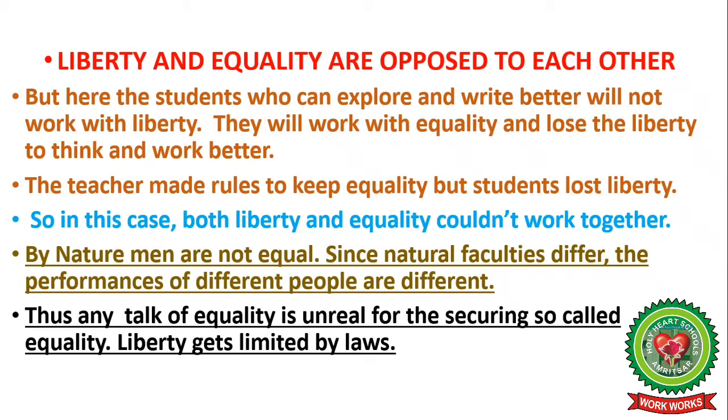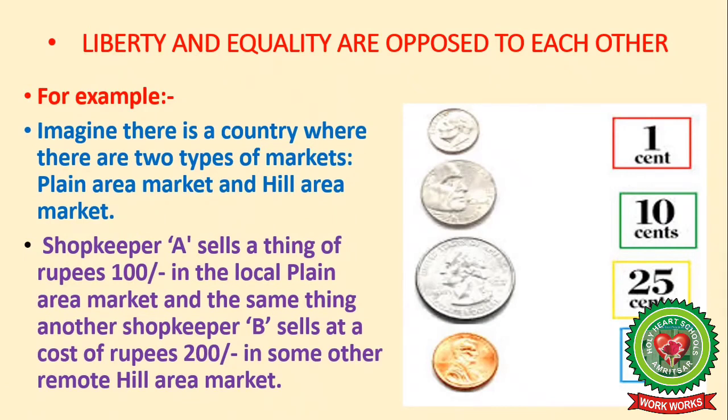Liberty gets limited by laws. Yes, as the teacher made the rule for the class to learn the same things and to score the same marks, in the same way the government can also make rules or laws to get equality, but this way liberty gets restricted. So, according to the first principle, liberty and equality are opposed to each other.